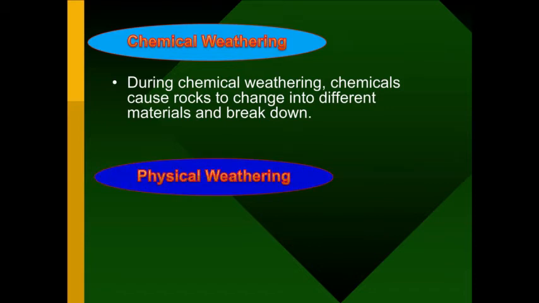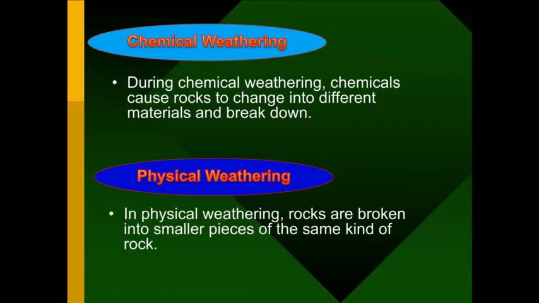The second one is physical weathering. In physical weathering, rocks are broken into smaller pieces of the same kind of rock. Water is one cause of physical weathering. Ice can also cause physical weathering, and temperature changes to a rock surface may also cause weathering. When a rock surface gets hotter, it expands and grows larger. When it gets colder, the surface contracts or gets smaller. Some scientists think that many temperature changes can weaken the surface of rock.